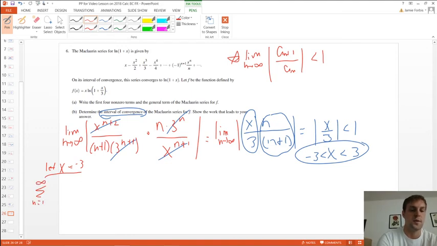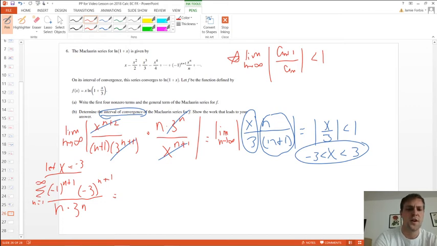If I let x equal -3, that's going to be the summation from n equals 1 to infinity of -1 to the n plus 1. From part A, it was x to the n plus 1, so this is now going to be -3 to the n plus 1 over n times 3 to the n.